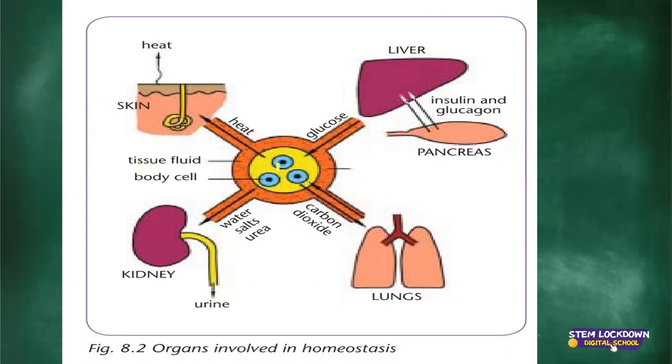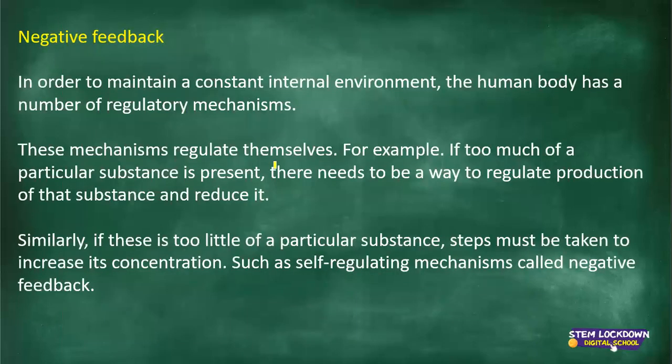Then this here, remember the diagram of the body cell and the tissue fluid? So that's how they work together. These are all the organs involved. Not all of them are listed here. We have also the brain, which is not shown here. And then negative feedback. You remember negative feedback, right?